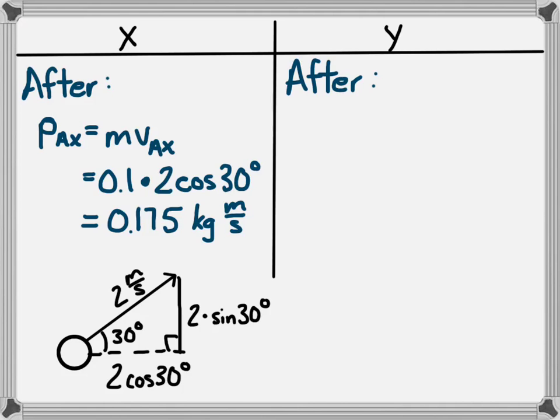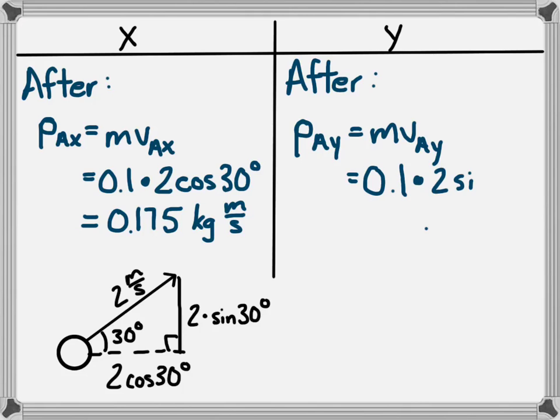And I can do the same thing for that puck in the y direction. It's just mass times velocity in the y direction. And that component is 2 times sine of 30 degrees for the velocity. So I multiply that times its mass. And that turns out to be 0.1 kilogram meters per second. Okay, so that's puck A.